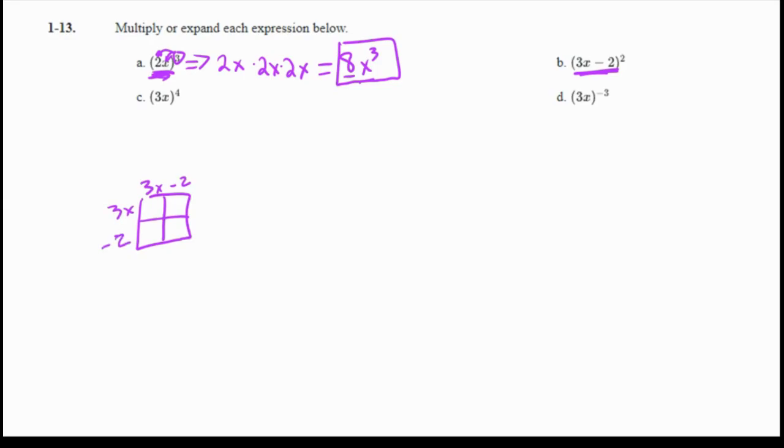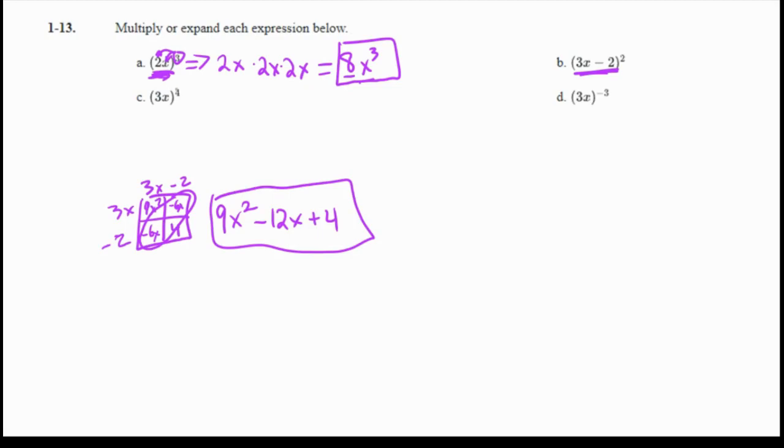Some of you might use FOIL. I'm going to go ahead and use the box method here just to try something a little bit different. So I got 9x squared minus 12x, because I'm combining these two, plus 4. So that would be my answer here for b.